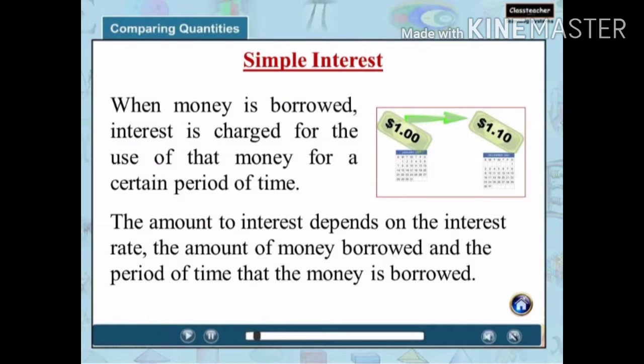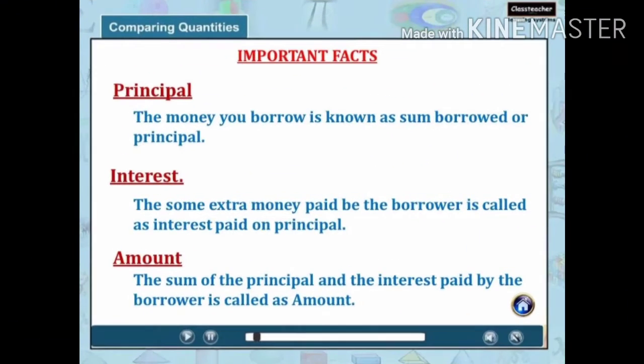Or simple interest is interest calculated on the principal portion of a loan or the original contribution to a savings account. Simple interest does not compound, meaning an account holder will only gain interest on the principal. With compound interest, your interest also gains interest, but here only your principal amount gains interest. So, important facts.